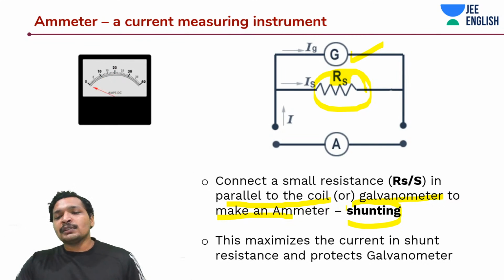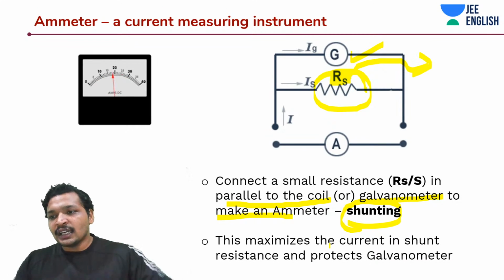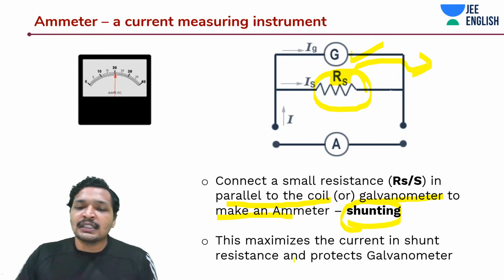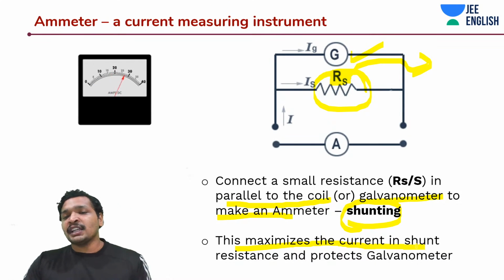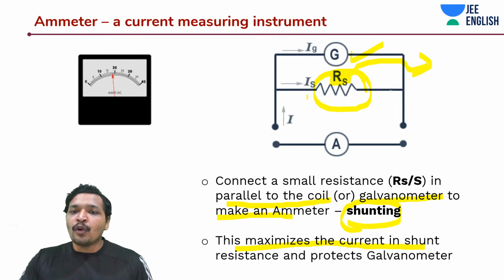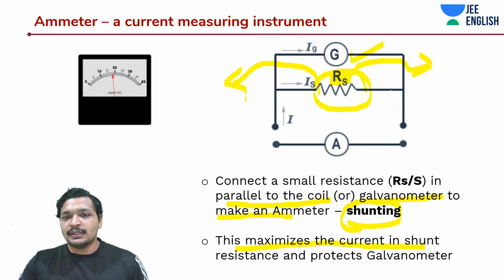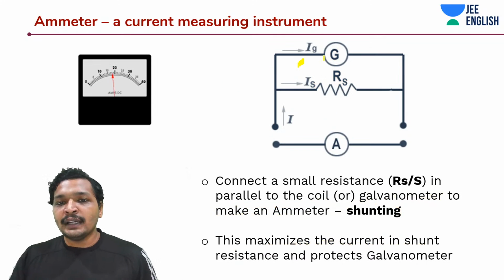You typically call this process shunting: shunt resistor, shunt resistance, a very small resistance. Why do you do this shunting process? One reason is to measure more current, because most of the current will flow inside your RS. You already know the resistance of the galvanometer, right?